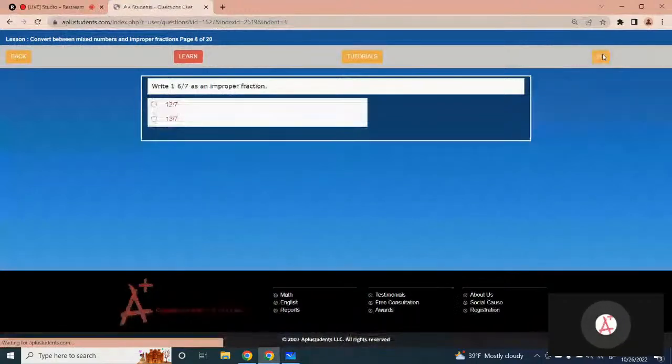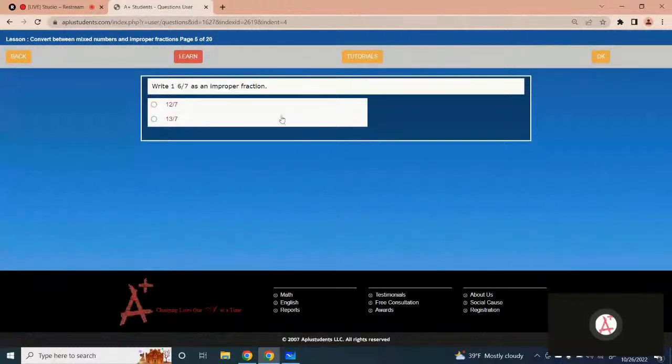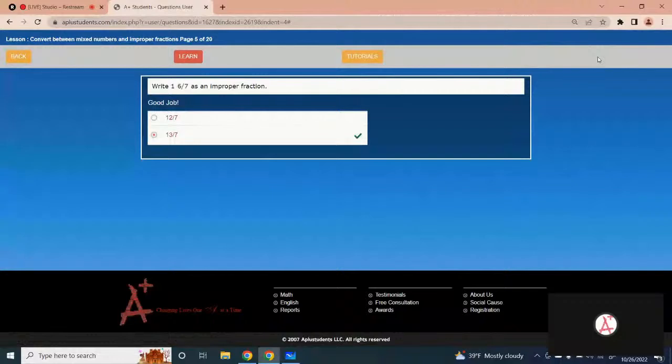Okay, the next one is 1 whole 6 by 7. So the correct option is, yes, it is 13 by 7. Very good. Select the correct option and then click on the OK button.